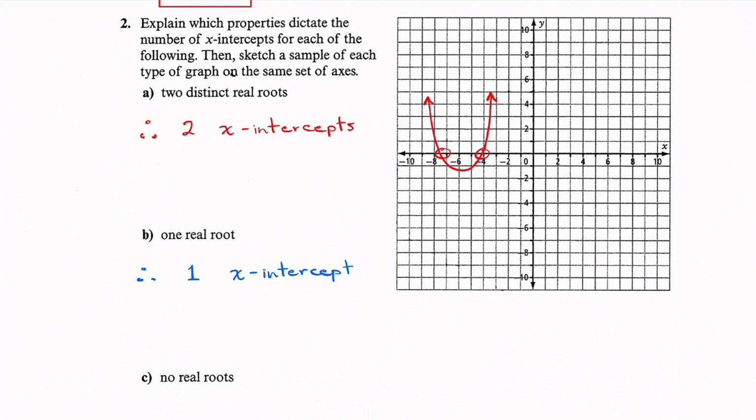So drawing a graph where it has only one x-intercept, I'll draw it like this. And again, they could point up or down. It's just the number of x-intercepts that matters. So in this case, it crosses just once there, just touches perfectly.